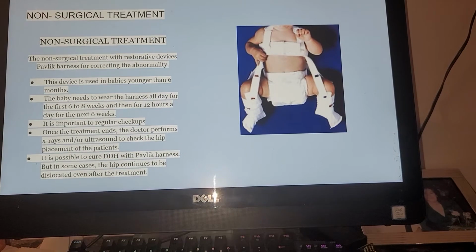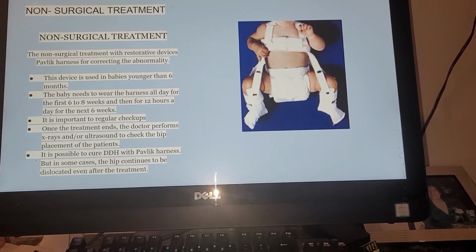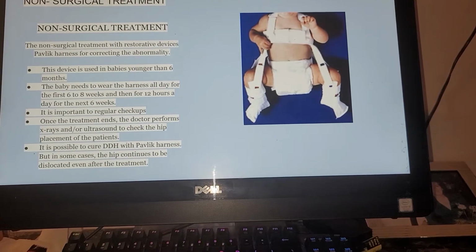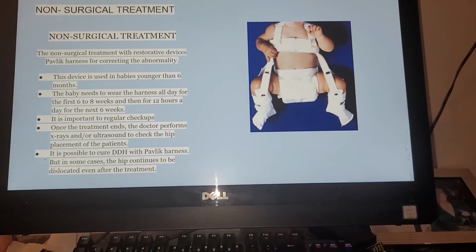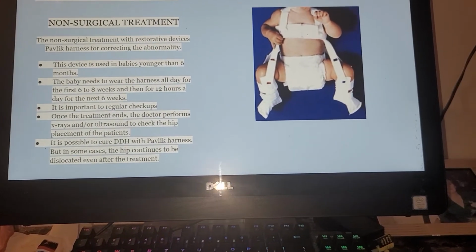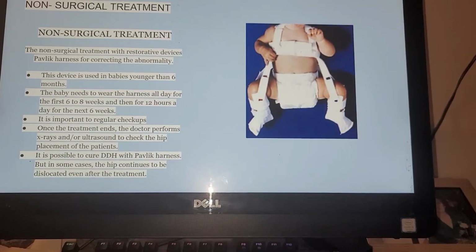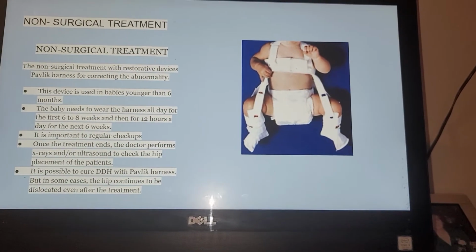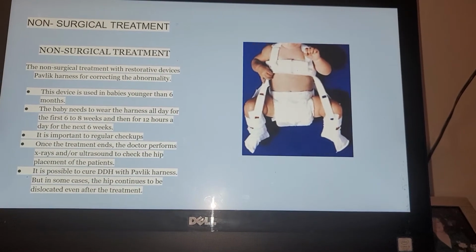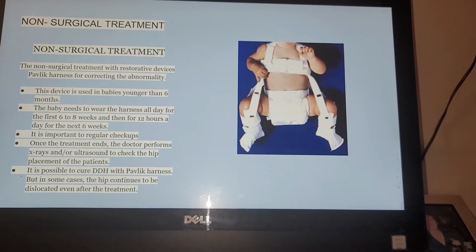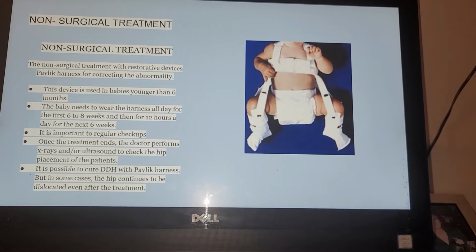It is important to have regular checkups. Once the treatment ends, the doctor performs x-rays and ultrasounds to check the hip placement for the patient. It is possible to cure DDH with the Pavlik harness, but in some cases, the hip continues to be dislocated even after treatment. So over here to the right, there's a picture of the Pavlik harness. The baby's legs are abducted there, and they are placed in the harness.